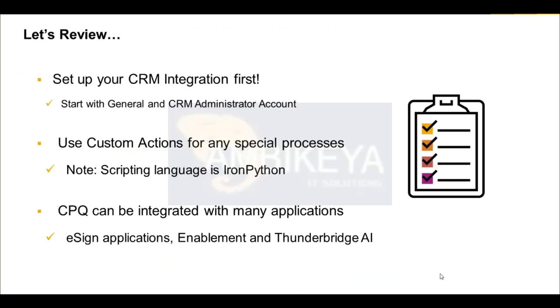So quick review. First of all, set up your CRM integration first. Before you set it up, you're going to need to have all your URLs so you know whether or not you need to do any customization to your endpoints, and you'll want to have your CRM administrator usernames and passwords. If you have any special processes that can't be set up using the graphical user interface, you can use custom actions for those and add them to the workflows. The scripting language is IronPython, as you heard, and you can also integrate CPQ with quite a few other applications, including eSign applications, Enablement, CLM, and Thunderbridge AI.